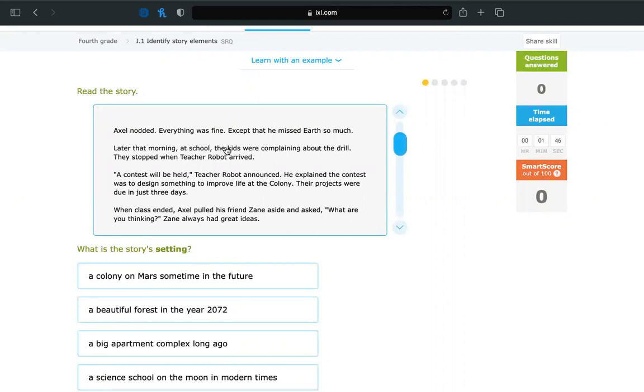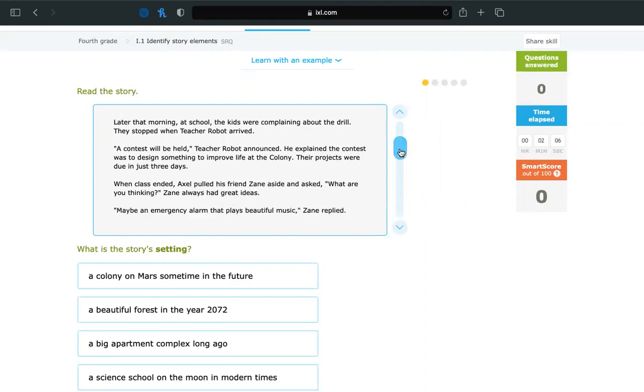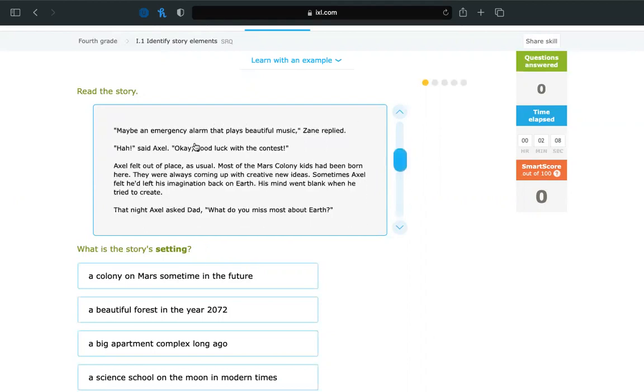Later that morning at school, the kids were complaining about the drill. They stopped when Teacher Robot arrived. "A contest will be held," Teacher Robot announced. He explained the contest was to design something to improve life at the colony. Their projects were due in just 3 days. When class ended, Axel pulled his friend Zane aside and asked, "What are you thinking?" Zane always had great ideas. "Maybe an emergency alarm that plays beautiful music," Zane replied. "Ha," said Axel. "Okay, good luck with the contest."